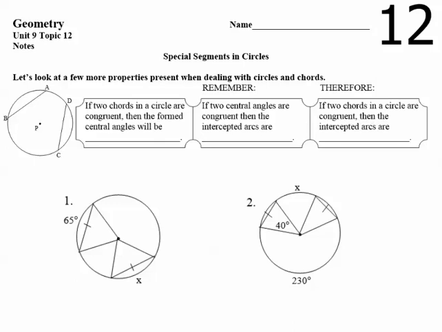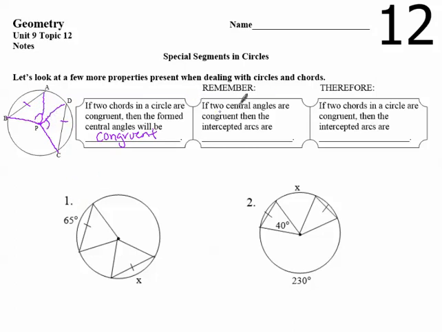Welcome to topic 12. We've already looked at pop and ow, and now we're going to look at some special segments and circles. Here are some chords. It says if two chords in a circle are congruent, then the central angles will also be congruent. What that means is if I connected these, that if these chords are congruent, these angles are congruent.